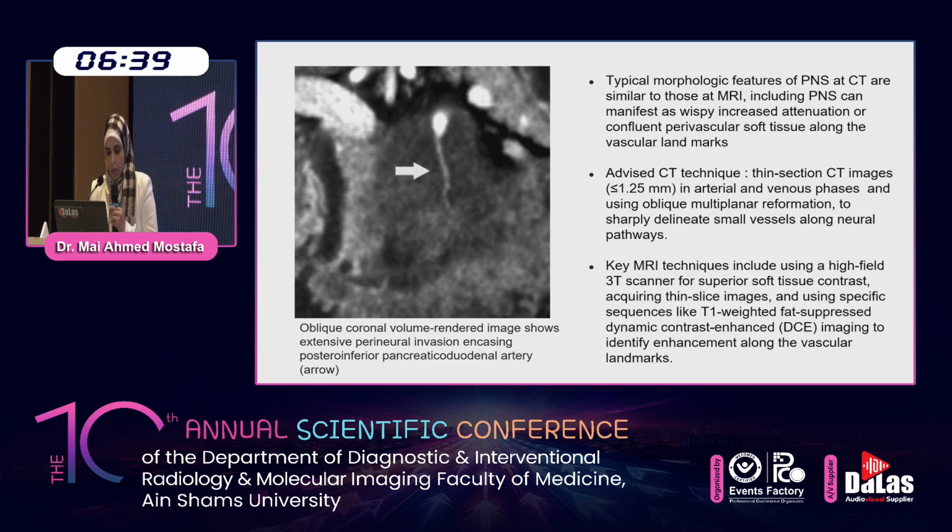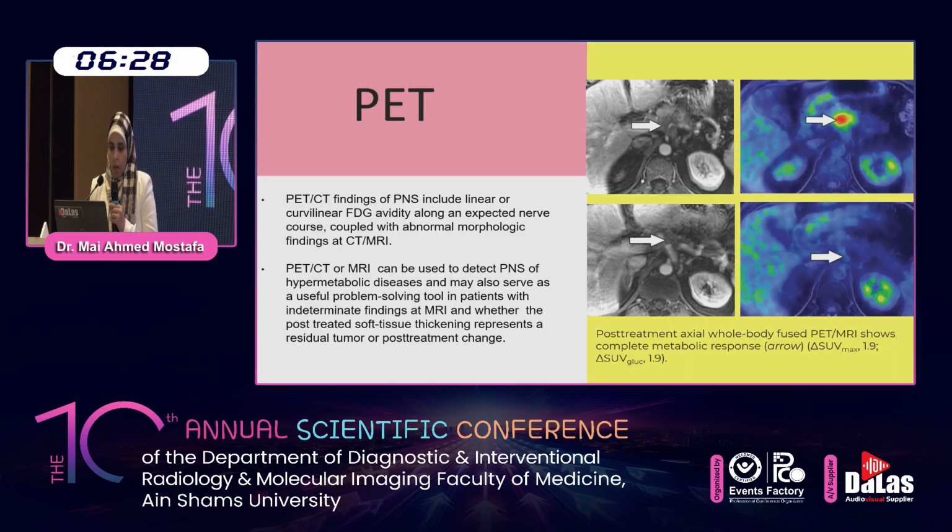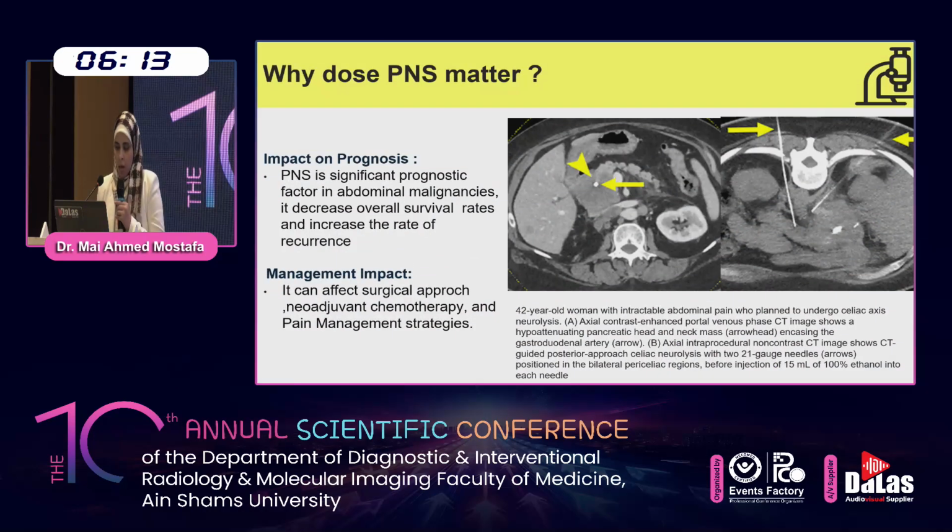Also in MRI, a high field 3 Tesla scanner with thin slice post-contrast T1 fat sat images is advised. PET is a problem-solving imaging modality for differentiation of post-treatment changes versus true persistent or recurrent tumoral tissue. Why does it matter? It impacts the prognosis as it increases the rate of recurrence and decreases overall survival rate. Also, it affects the surgical approach, neoadjuvant chemotherapy, and pain management strategies.